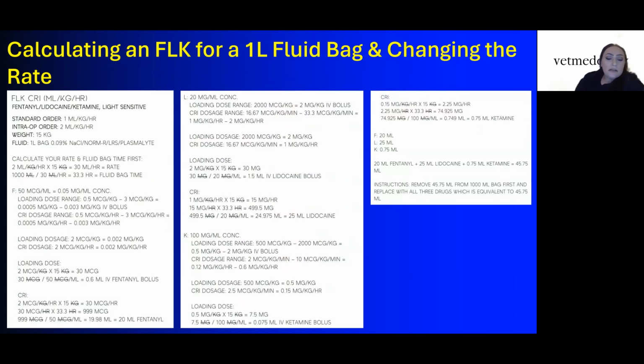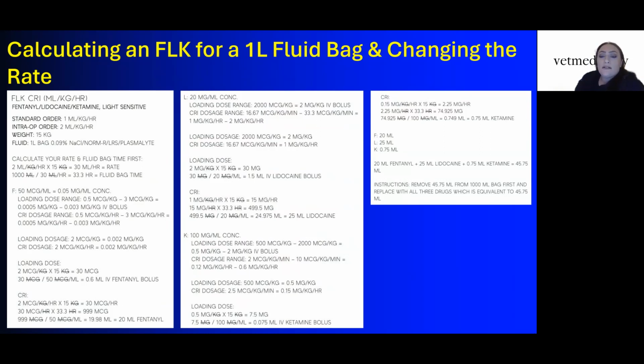CRI dosage. The loading dose is 0.5 mgs per kg times 15 kgs equals 7.5 milligrams. 7.5 milligrams divided by 100 mgs per mil equals 0.075 mils IV ketamine bolus. The CRI is 0.15 mgs per kg per hour times 15 kgs equals 2.25 milligrams an hour. 2.25 milligrams an hour times 33.3 hours equals 74.925 milligrams. 74.925 milligrams divided by 100 mgs per mil equals 0.749 mils or 0.75 mils ketamine.